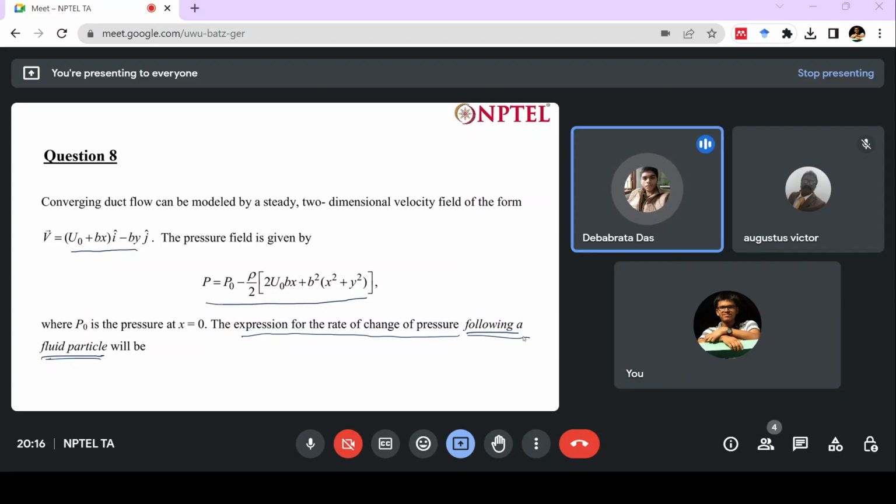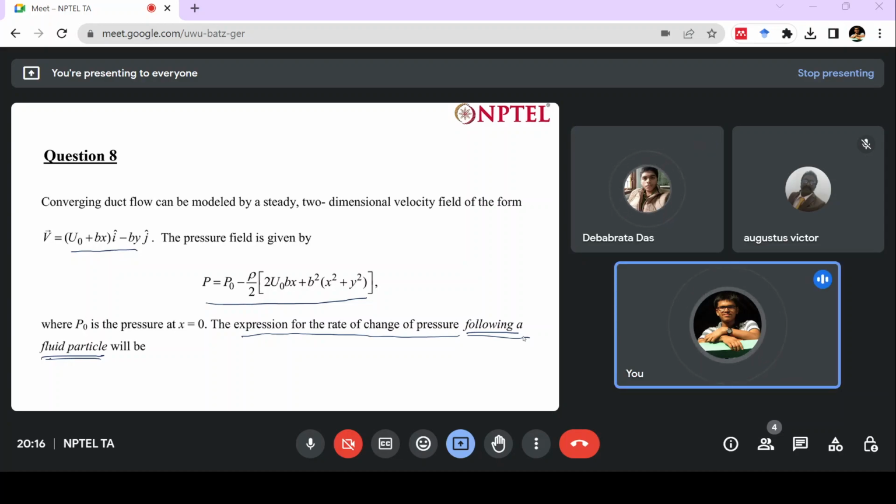Sir, maybe stream function between 2 points. The stream function? No, you are considering this has no relation with the stream function. So it is asking about the pressure. There is no stream function.